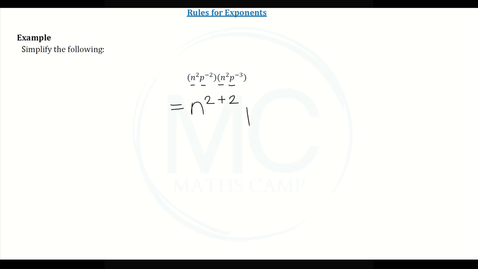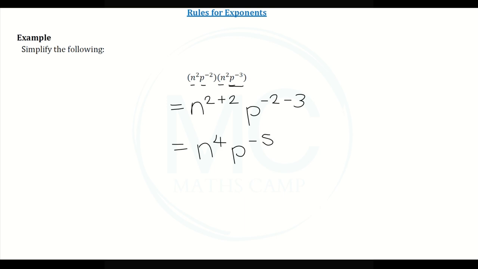Then we have p to the power of negative 2, and we're going to multiply by p to the power of negative 3. So let's add negative 3. So we say minus 3. Now we can add our exponents. We have n: 2 plus 2 is 4. Then we have p: negative 2 minus 3 is negative 5.